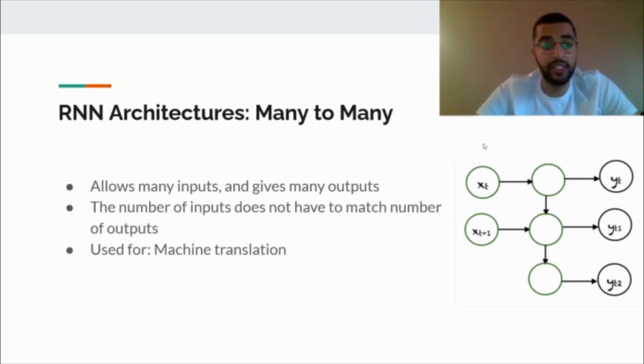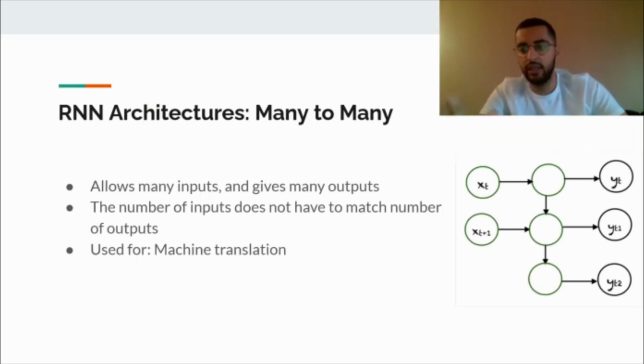Then we have the many-to-many, which allows several inputs and can give out several outputs. With the many-to-many, you can feed the network 50 inputs and get back 100 outputs. You can feed it 50 inputs and get back 20 outputs. There's no single number; inputs and outputs don't have to be equal. It depends on the network and depends on the problem.